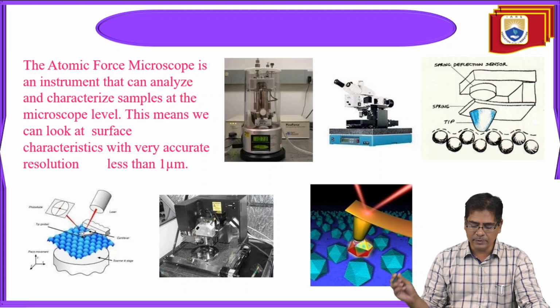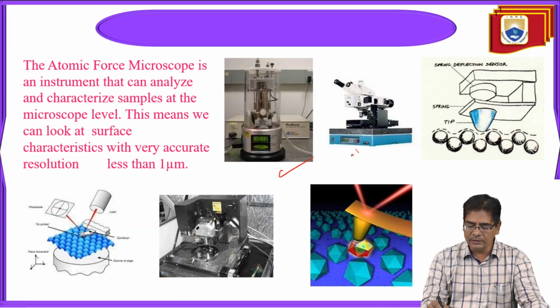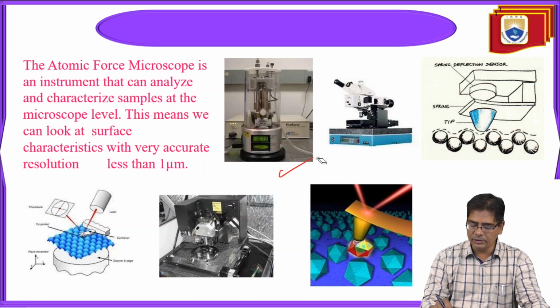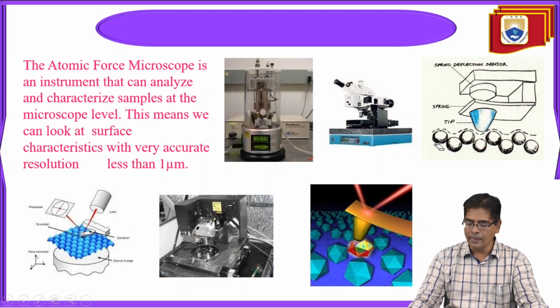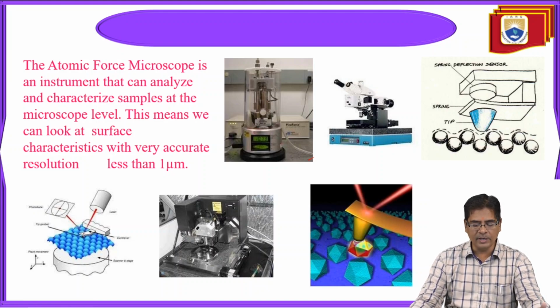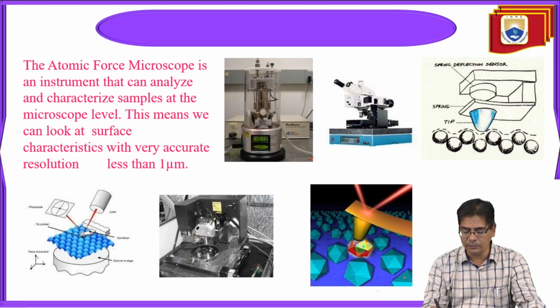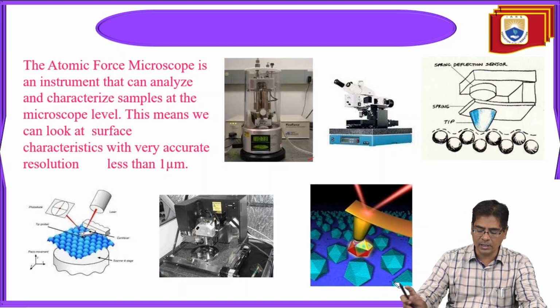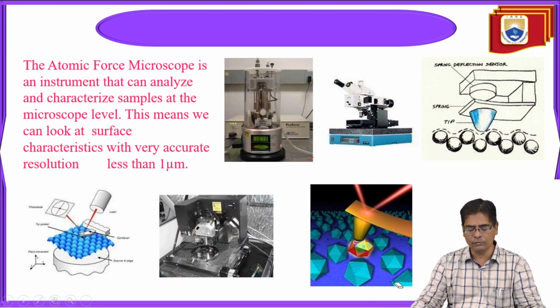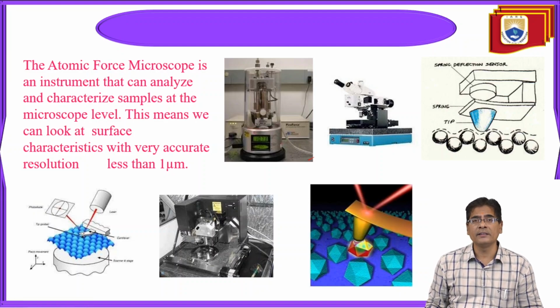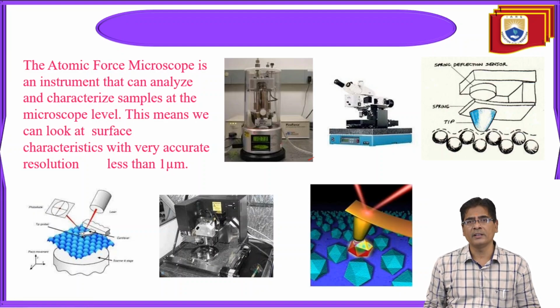This is the instrument that we see, and this is how it looks in the laboratory. And this is a simulated material where the tip interacts with the surface of the material, and we can see what type of image can be obtained. This is the 3D image that we can see from atomic force microscopy. So atomic force microscopy is an instrument that can analyze and characterize samples at the microscopic level, with very accurate resolution, less than 1 micrometer.